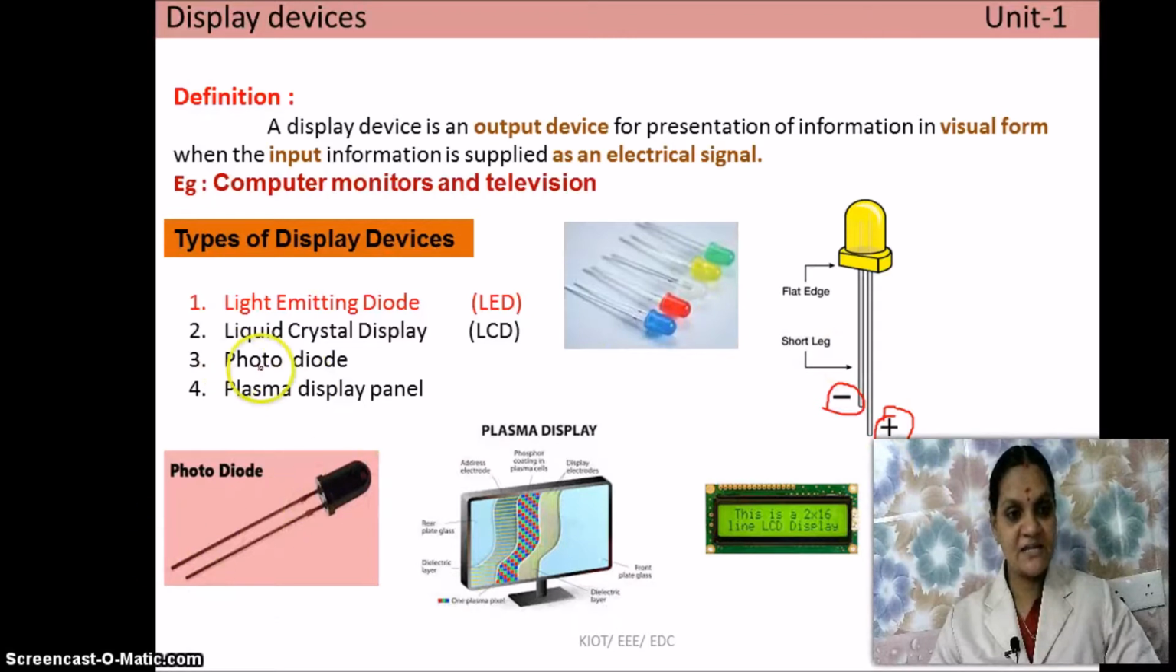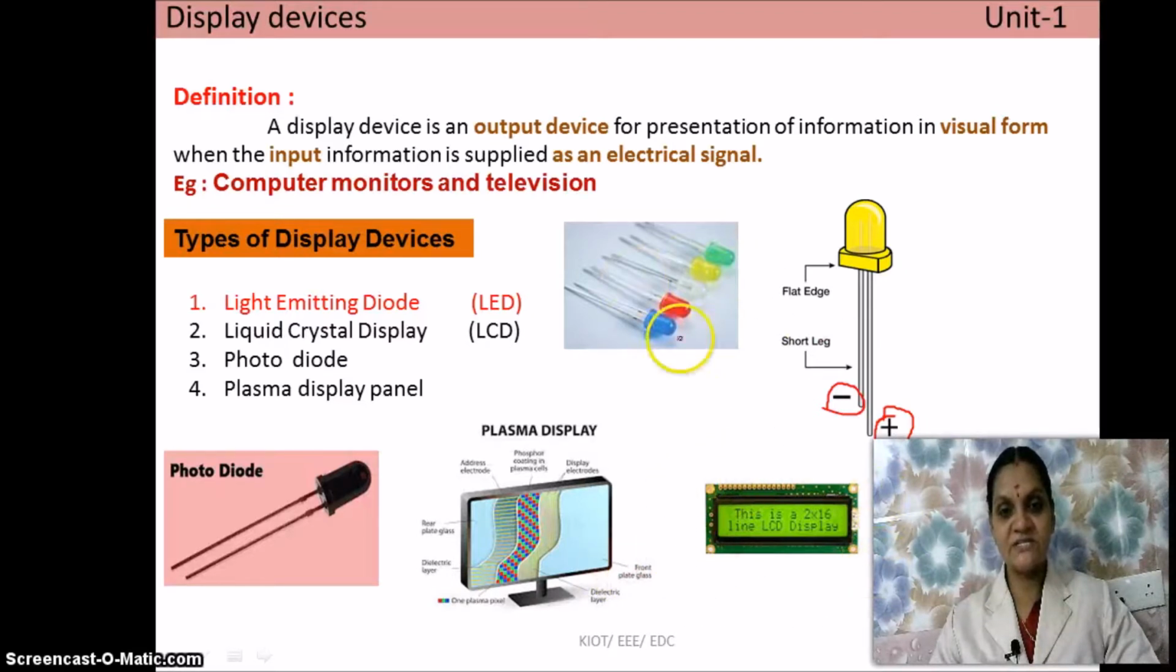And this is another one, the photodiode. What is the difference between LED and photodiode? An LED converts an electrical signal into a light signal, whereas a photodiode converts a light signal into an electrical signal. Got it? And this is the latest plasma display. This is another type of advanced display that increases the resolution, and on the construction side also there may be some advancements. And this is the LCD display.